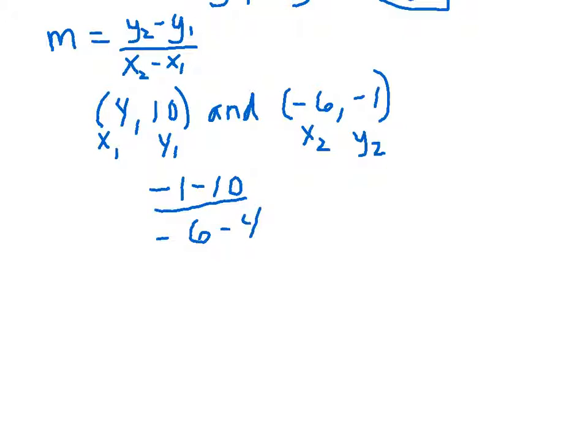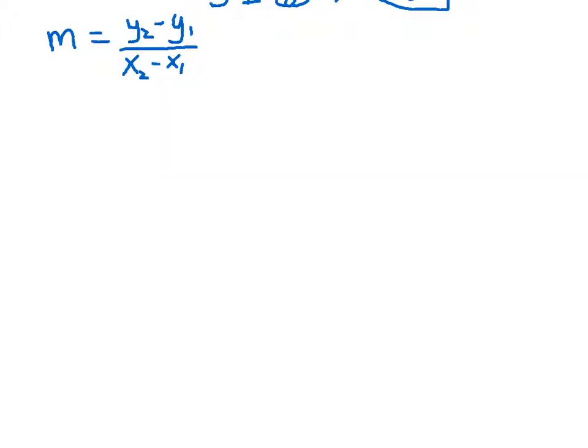We have no minus and negative, so we just go right to negative 1 minus 10. That's going to be negative 11. Negative 6 minus 4. Now we can't reduce these two numbers, but the negatives cancel each other out. And there is our slope, 11 over 10.